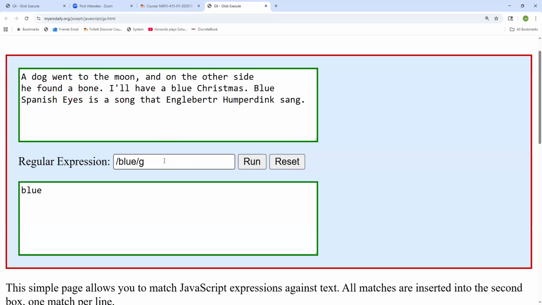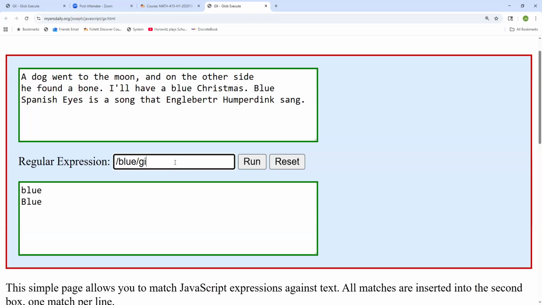So make sure that you're remembering this. If I put an I after it, it'll find both the small blue and the capital blue. See that? So it'll find just blue if only the lowercase one is there. It'll find the capital one too if I put insensitive after the regular expression.